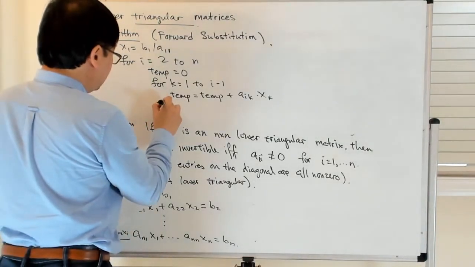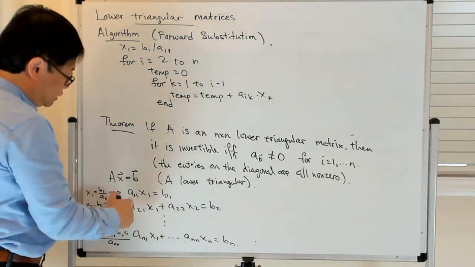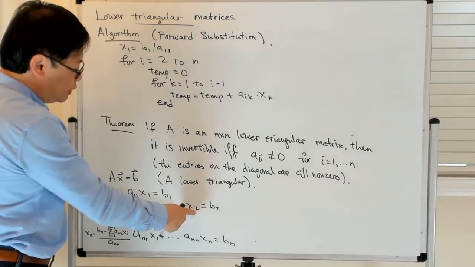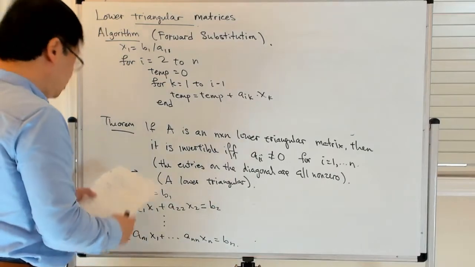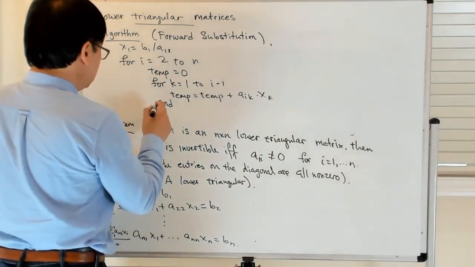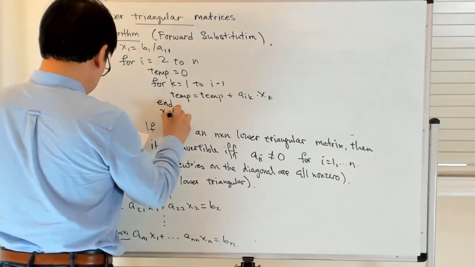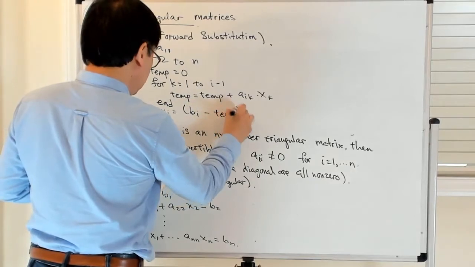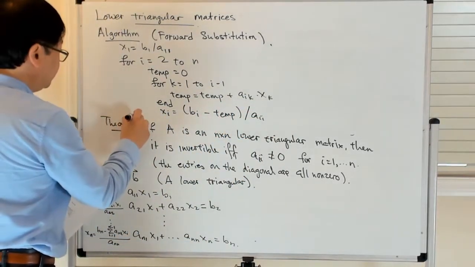Then you end that. Okay, so temp now contains essentially all the entries in a particular row except for the one involving the unknown which you don't yet know, right? Okay, so xi is equal to bi minus temp, divided by aii, and then you end the for loop.